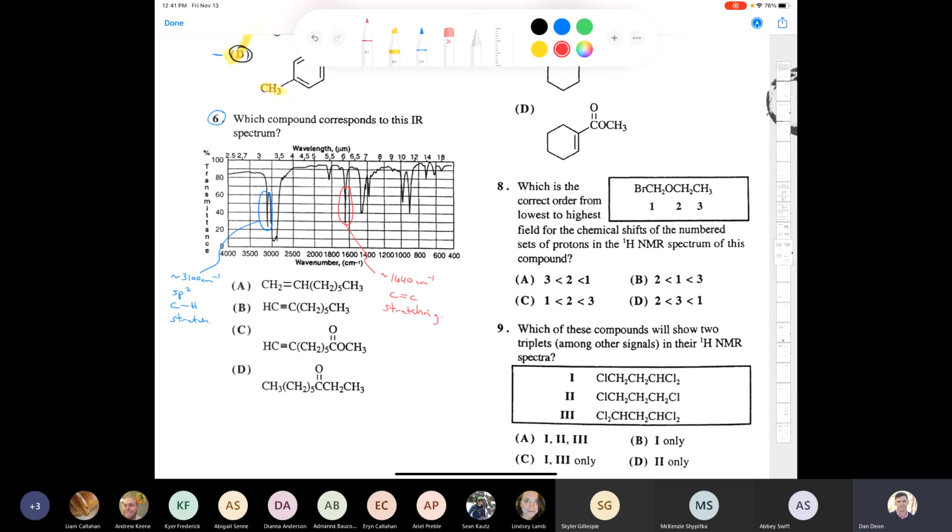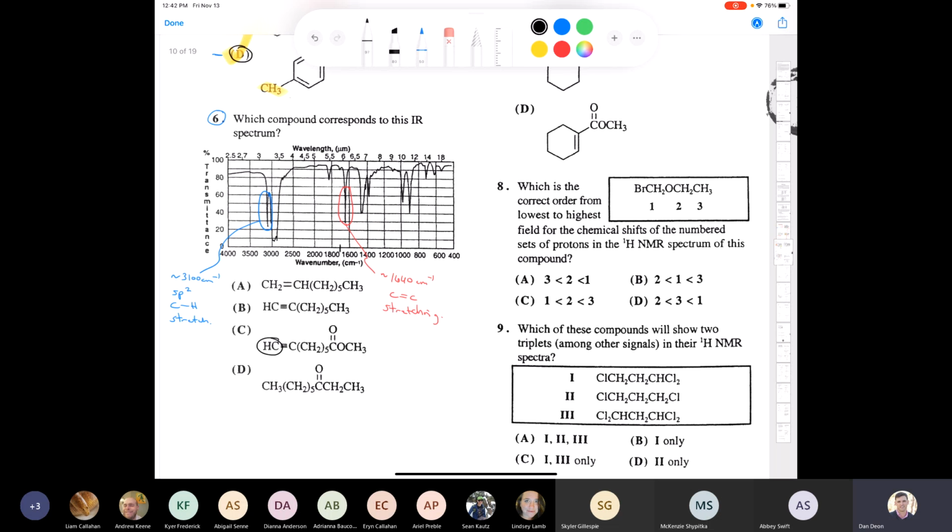It's not aromatic because I don't see a cluster of peaks around here. Also, there's no aromatic compounds in there. Another thing, I noticed that somebody said D, but there's no carbonyl stretch in here. Right? If we were going to have a ketone or an ester, we'd have to have a carbonyl stretch greater than 1700. And we don't have that. So it's definitely not an ester, and it's definitely not going to be a ketone.